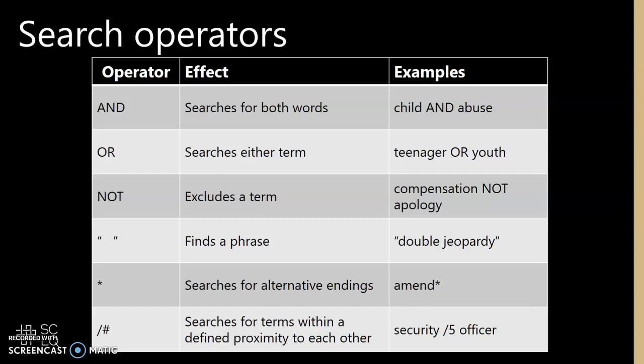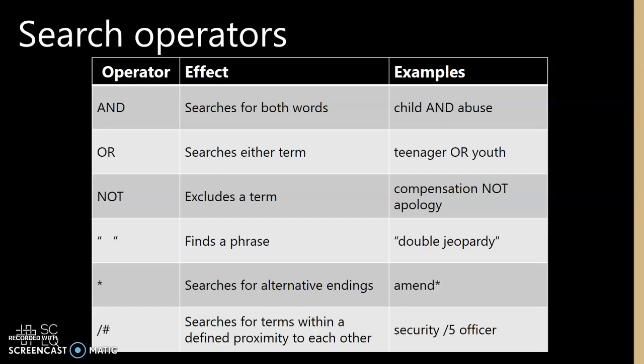Not excludes a term. So if you're finding that you're doing searches and you're coming up with results that have one particular term that is not relevant to your particular legal issue, you can exclude all those documents by putting a not at the end of your search string and then the term that keeps popping up that's bringing back irrelevant results.